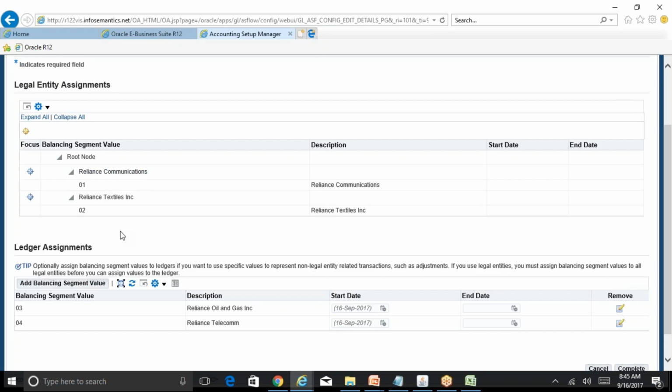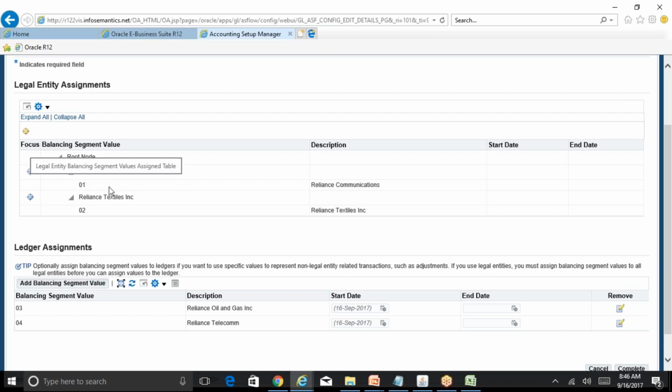So to map it to what we have done in our current client, I should remove this at the ledger assignment. I can click on remove, and then for 03, I need to create a dummy legal entity and assign the 03 to that dummy legal entity. That is one option. The other option would be to take 03 and assign it under Reliance Communication.